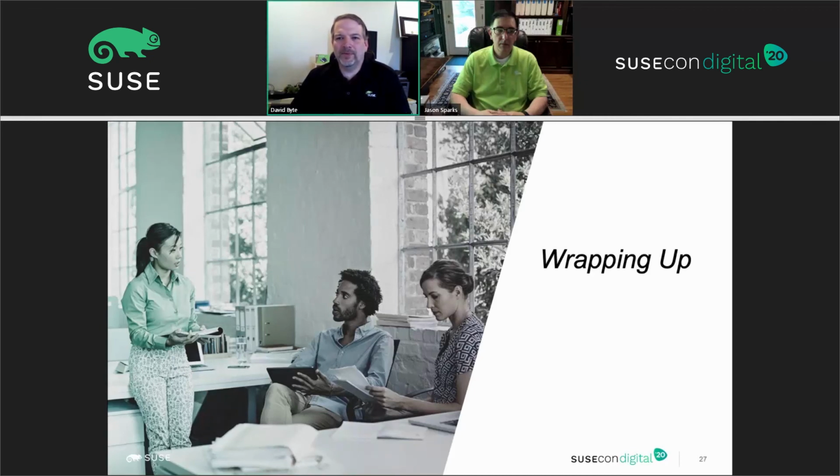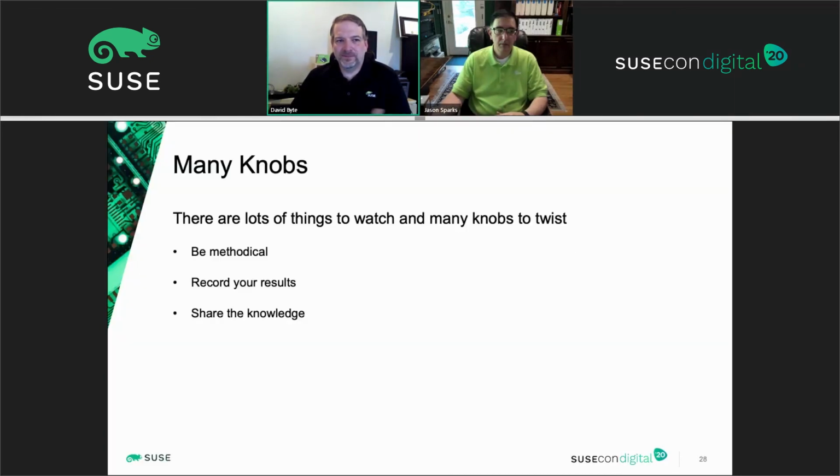So in wrapping up, we've got a few points to share. As Jason said, there's lots of knobs. He talked about being methodical in your approach. That's really key. Make sure you record the results. Record each iteration. That way you can go back and compare. And then share the knowledge.